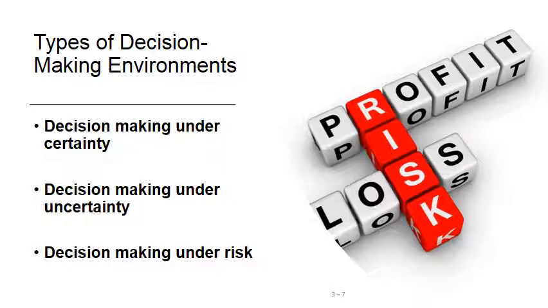We have 3 types of decision-making environments. Decision-making under certainty, where the decision maker knows with certainty the consequences of every alternative or decision choice. Decision-making under uncertainty, where the decision maker does not know the probabilities of the various outcomes. And finally, decision-making under risk. The decision maker knows the probabilities of the various outcomes.